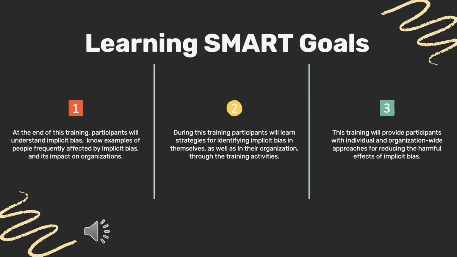We have developed several SMART goals for this training. The first goal is, at the end of this training, you, the participant, will understand implicit bias, know examples of people frequently affected by implicit bias, and understand its impact on organizations. The second, participants will learn strategies for identifying implicit bias in themselves, as well as in their organization, through the training activities. And the third, this training will provide individuals and organization-wide approaches for reducing the harmful effects of implicit bias.